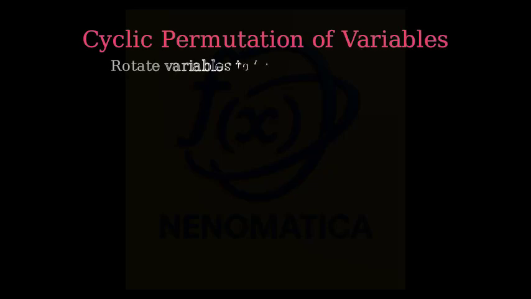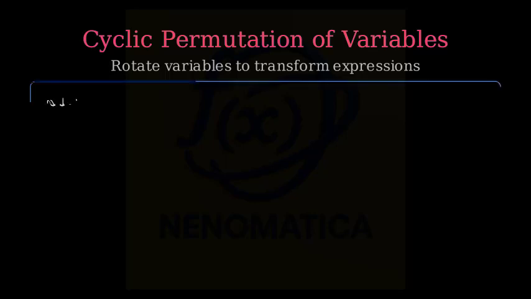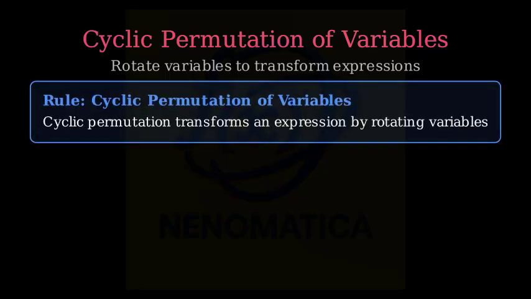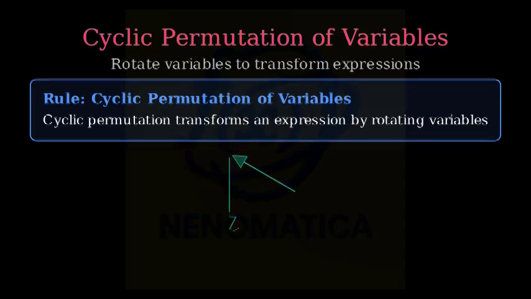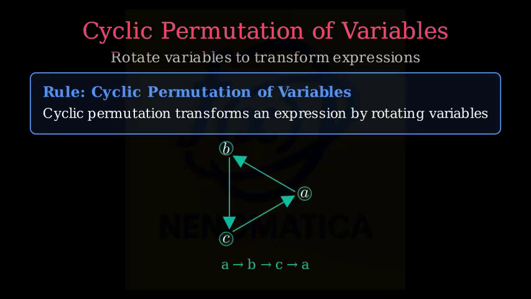In this lesson, we will practice cyclic permutation of variables and apply it step by step to a polynomial in 4 variables. Rule: cyclic permutation transforms an expression by rotating variables. Think of a rotation like A to B, B to C, and so on. Step 1. Understand cyclic permutation.